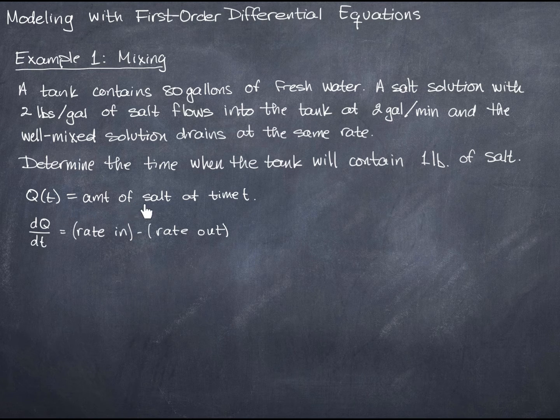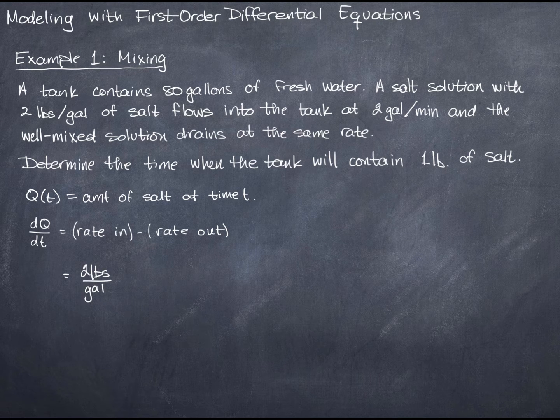Q is the amount of salt in the water at time t, and this is the rate of change of salt in the water. The rate at which this amount of salt is changing is the rate at which it comes in minus the rate at which it goes out. Well, the rate at which it comes in is 2 pounds per gallon.